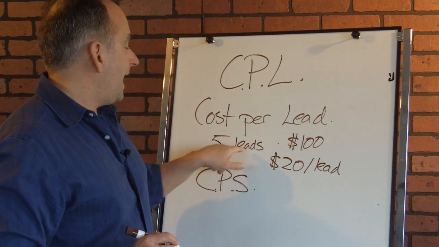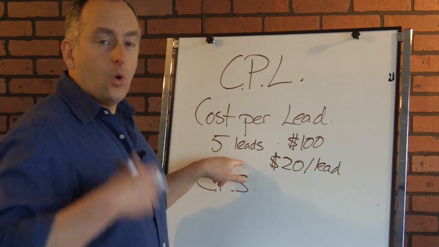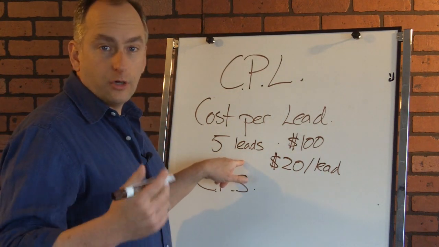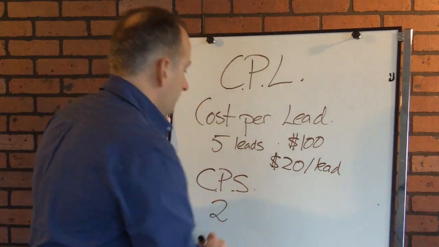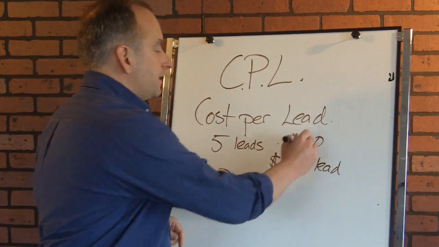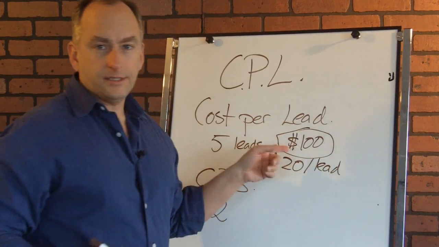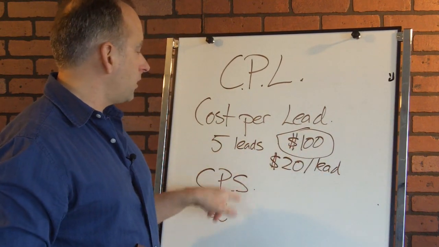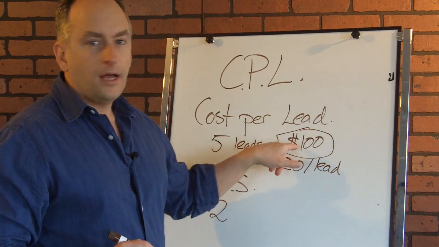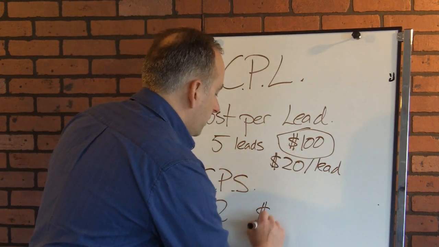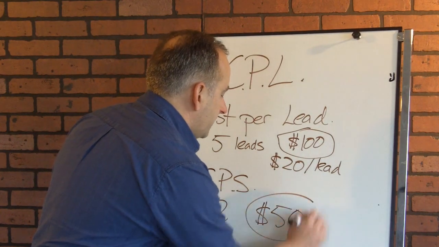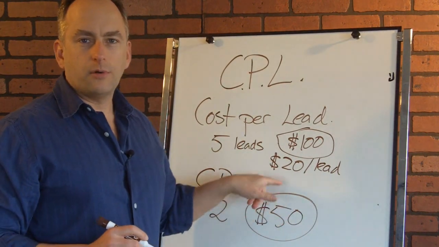So let's say out of those 5 leads, we got 2 people to purchase, 2 people to buy something with us. So that would be 2. And it still costs us the $100 to generate those leads. So now, what's our cost per sale? We got 2 sales out of a $100 investment. So $100 divided by 2 gives us a cost per sale of $50 per sale.